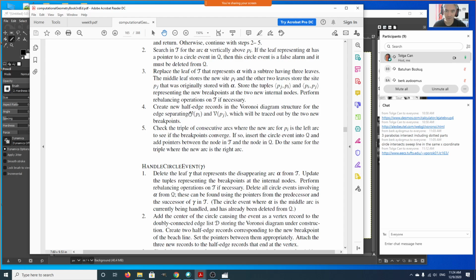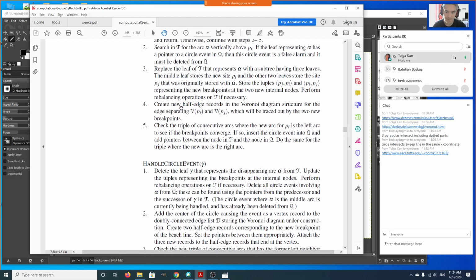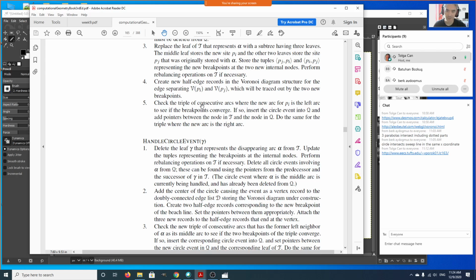And after this point, since we had now inserted a new site, a new parabola appeared, and 2 new edges. Half edge records start as 2 breakpoints between these 2 sites, separating these 2 sites. They will be traced out by these 2 new breakpoints. So we create new half edge records. Their start points are known, but their end points we don't know. Actually, we don't even know their start points. We start tracing out the edge as if it's in the middle, because there may be a vertex that is above this event point. We start tracing them.